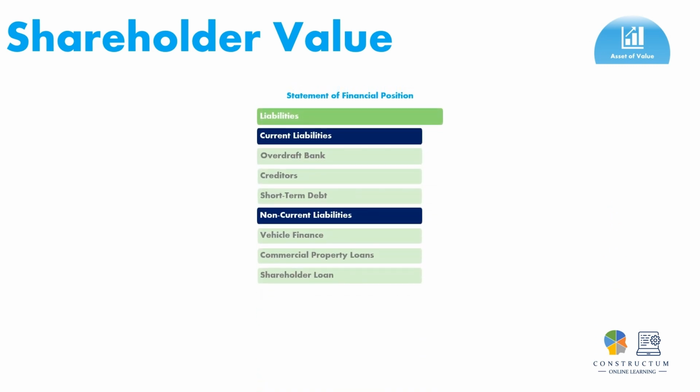Liabilities consist of current and non-current liabilities. Current liabilities typically include an overdraft facility, short-term loans, and creditors. The term current is another way of saying short-term. Current liabilities are expected to be settled within the accounting period. Non-current liabilities typically include medium and long-term loans, including shareholder loans. The term non-current is another way of saying medium to long-term. Non-current liabilities are not expected to be settled within the accounting period.